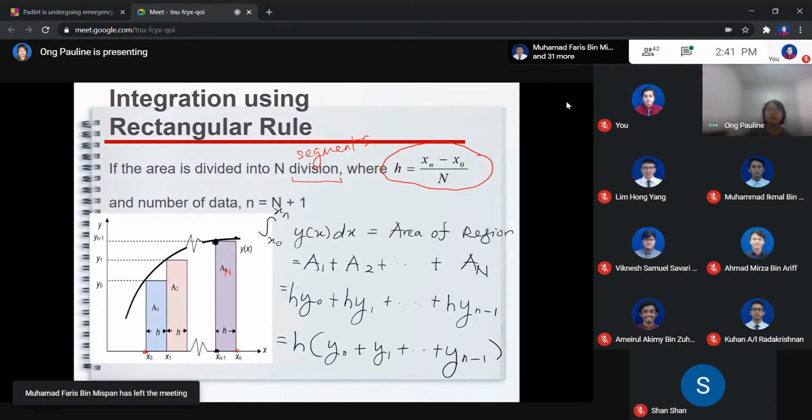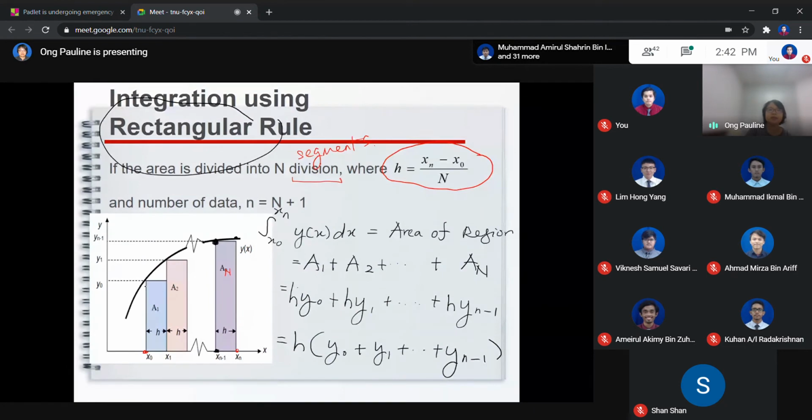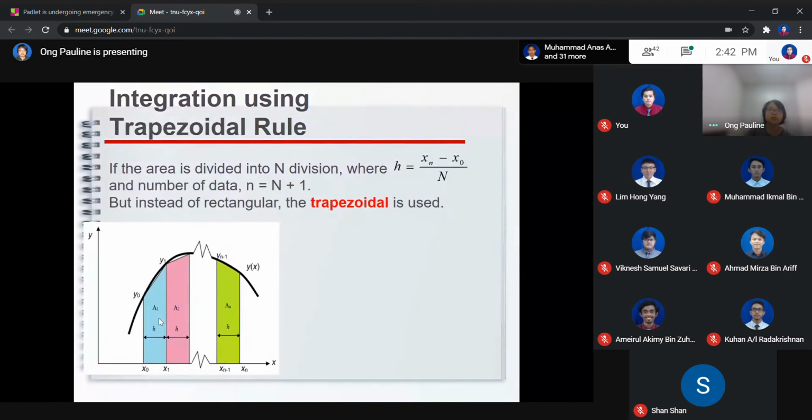All right. Now let us proceed to the trapezoidal rule. Maybe you can imagine that for the rectangular rule, we try to approximate the area here by using rectangles. Now we have the trapezoidal rule, meaning that we are trying to approximate the area here by using some trapeziums. Let us refresh a little bit. What is the equation for us to find the area of the region if I have a trapezium here?